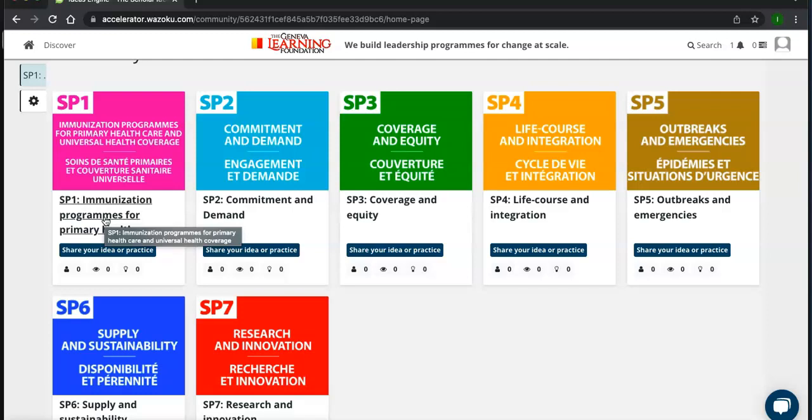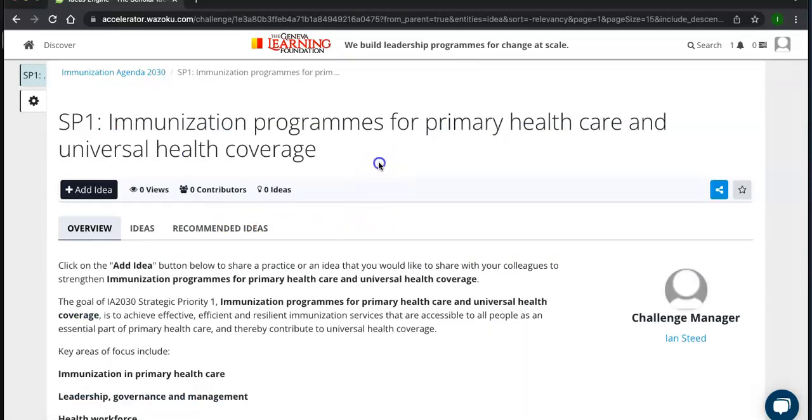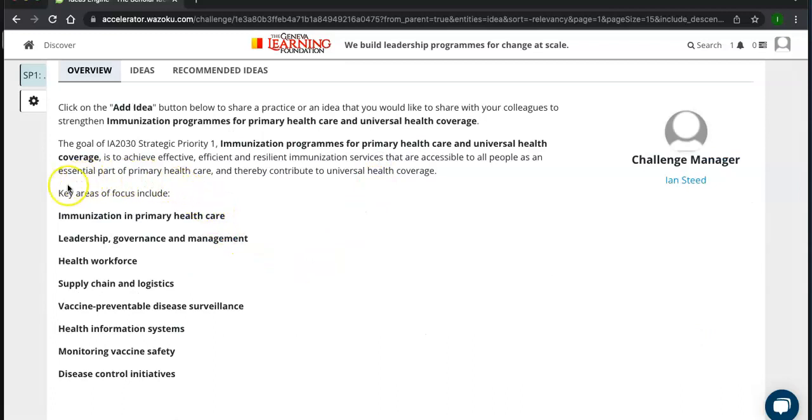So if you're not sure, what you can do, and you can do for all of these to submit an idea or a practice, if you click on the text here, SP1 immunisation programmes, it will take you through to a page which includes the key areas of focus that are included under each of the strategic priority areas. In the case of SP1, we're talking about immunisation in primary healthcare, leadership, governance and management, health workforce. So if your idea or your practice is about leadership or it's about the health workforce, you should be adding it to strategic priority 1.